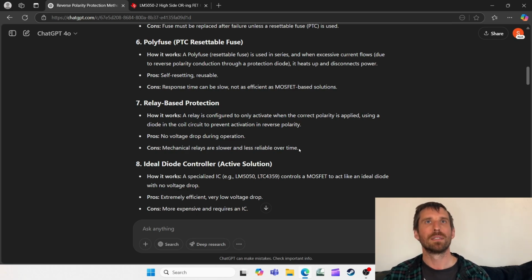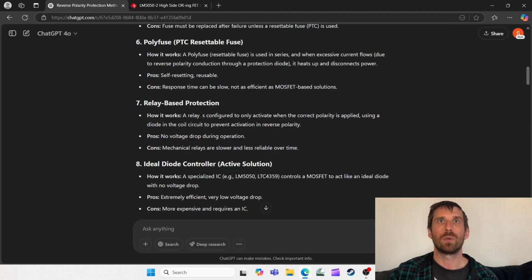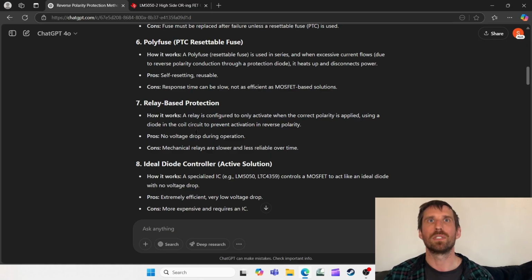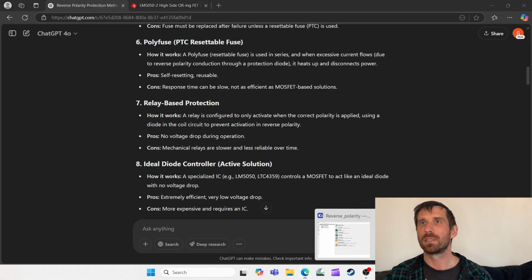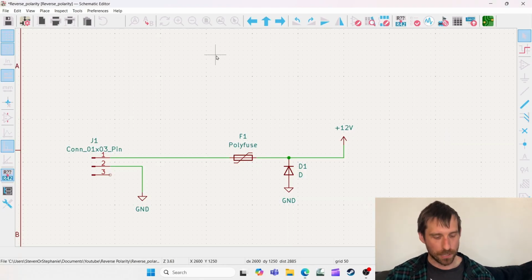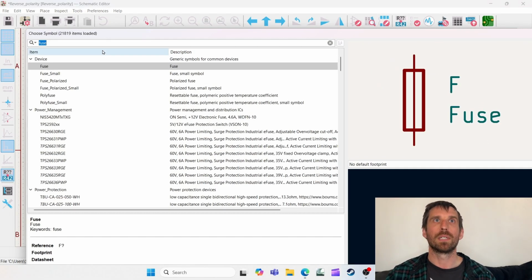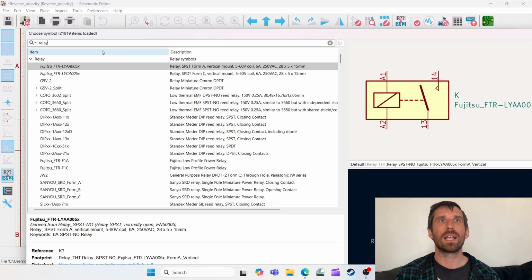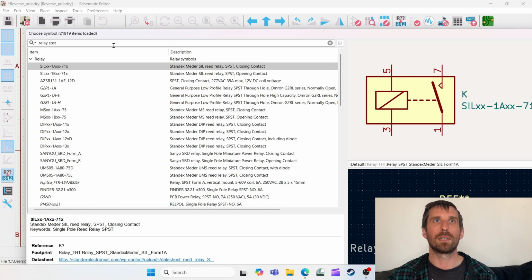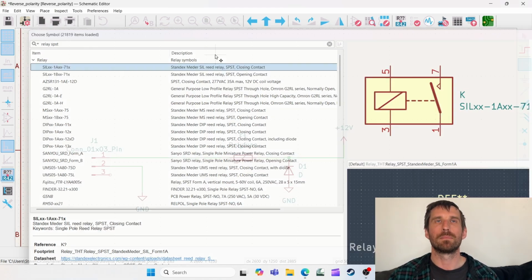Here's another one. I haven't done this, but I designed it. So a relay is configured to only activate when the correct polarity is applied, using a diode in the coil circuit to prevent activation in reverse polarity. All right, let's do this one. I thought this is actually rather interesting. So let us do a relay. Let's see if we can get a single pole, single throw. There we go.